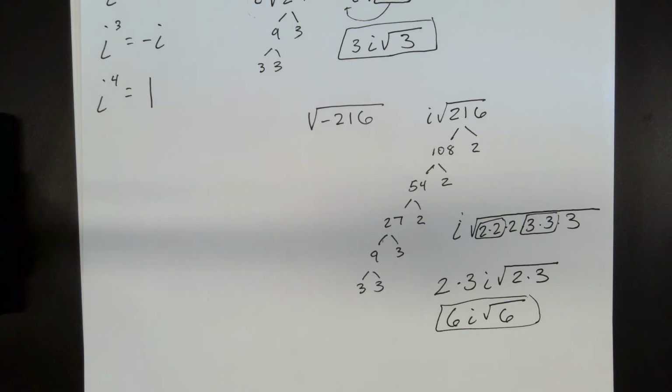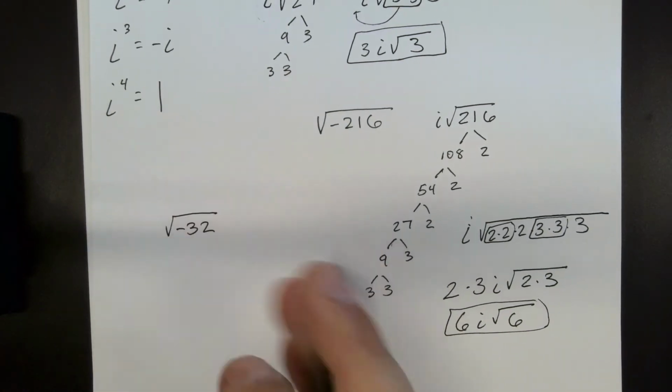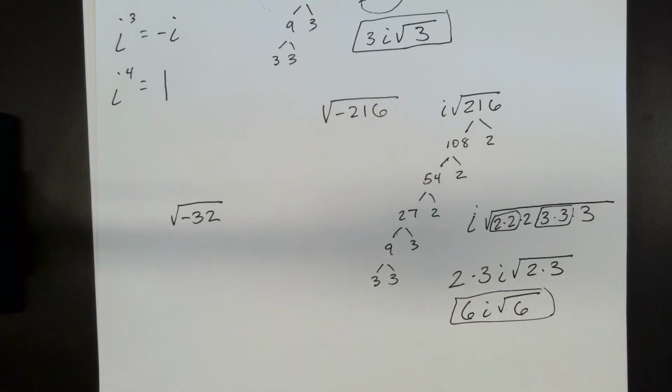Here, I want you guys to try one on your own. The square root of negative 32. Factor that one down.